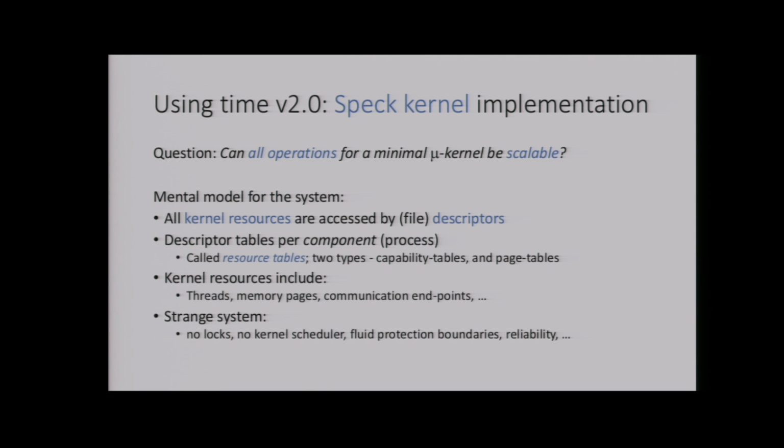We actually call these descriptor tables resource tables, and there are two types. Capability tables that give us access to kernel data structures that are constructed in software, and page tables. Everybody knows what page tables are. Page tables are just a special case of our resource tables. All of the invariants that I'm going to be talking about apply to our modifications to the page tables as well.